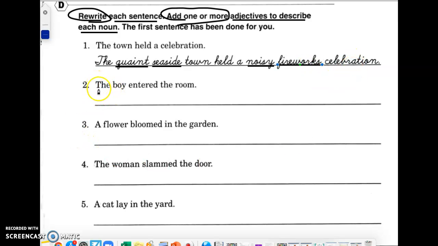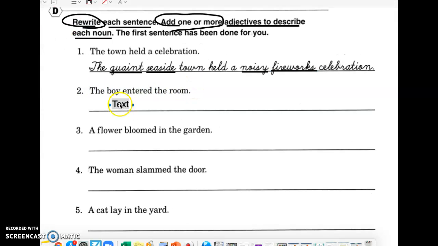Okay, number 2, the boy entered the room. Let's think here. The boy entered the room. What kind of boy are we going to be talking about here? Maybe our boy is going to be excited and happy, or excited and friendly. The friendly, excited boy entered the, okay, we've got our verb. Now we have our next noun.